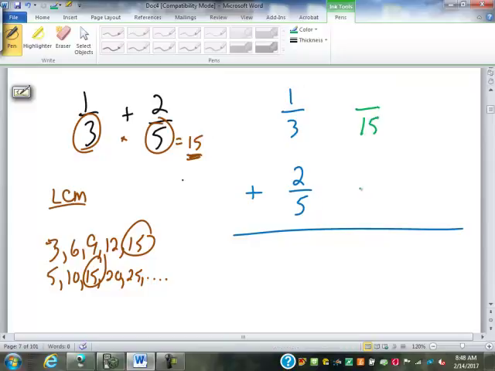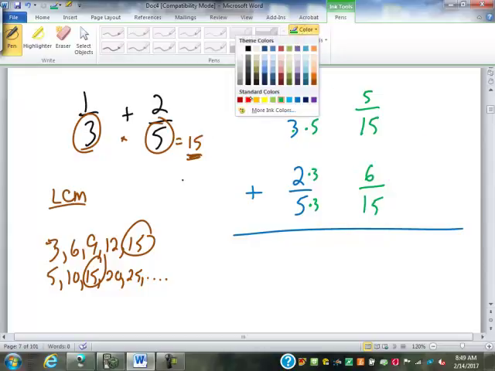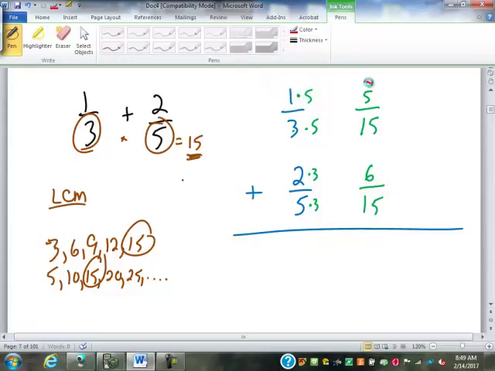Now I set them up vertically here because my mind likes to add vertically. I like to add down the columns. I have to change both of them to 15s. That's my common denominator. What did I multiply the 3 by to make a 15? 5. What do we have to do to the 1? Times 5. So 1 times 5 is 5. What do you multiply the 5 by to make it a 15? 3. So what do you have to do to the 2? Times 3. 2 times 3 is 6. Now that they have the same names, we combine the counts just like any other number. 5 plus 6 is 11, and we keep the same name, 15.